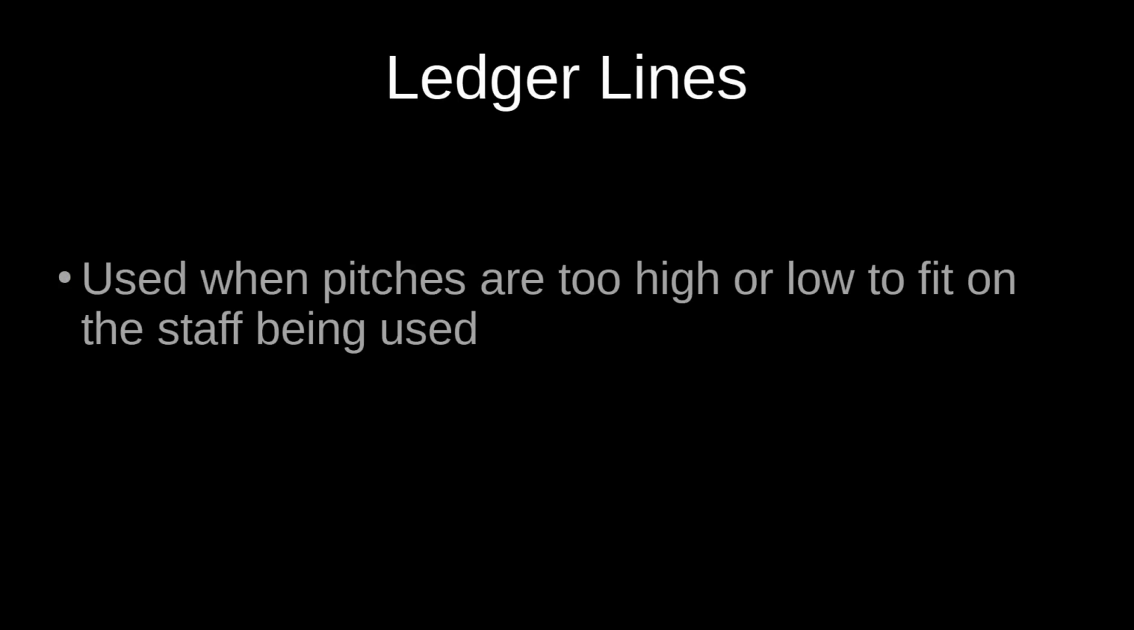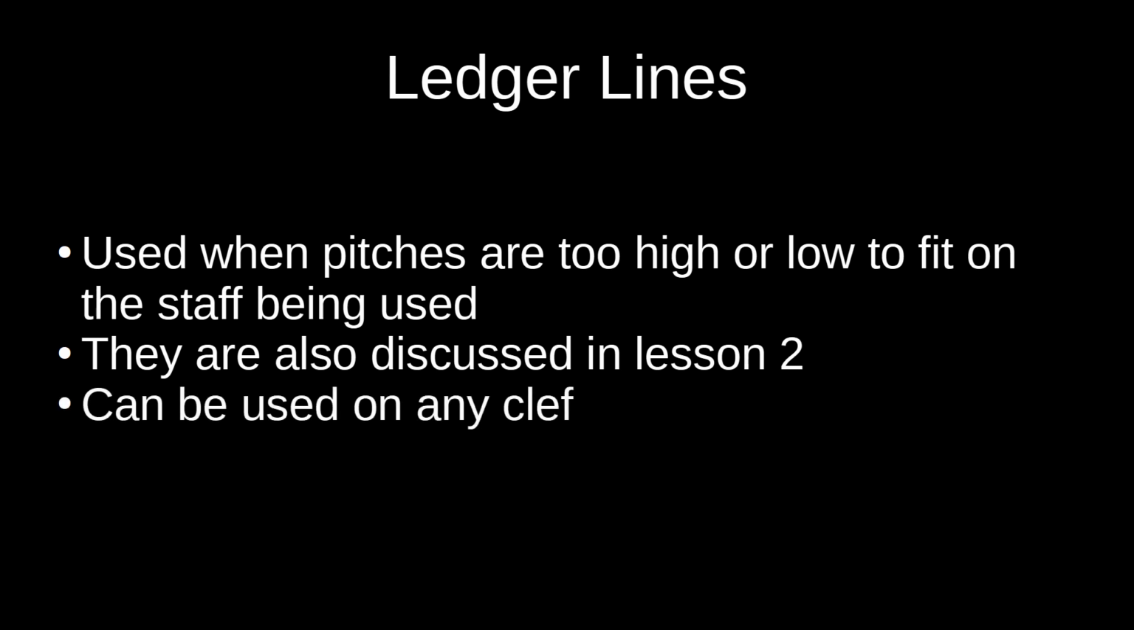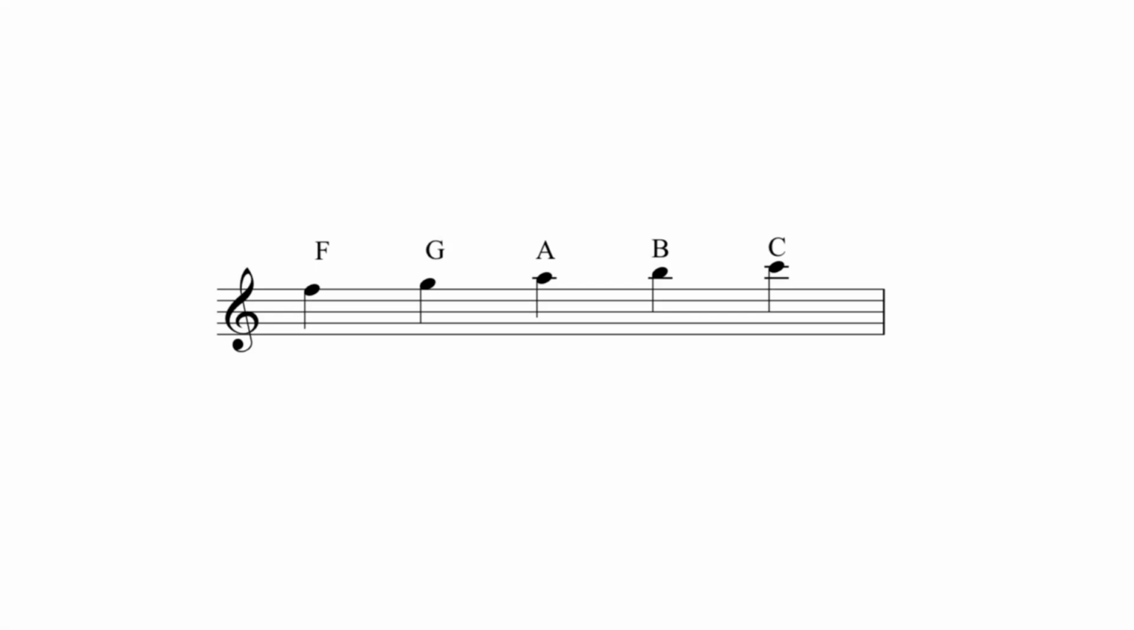Ledger lines. When notes are too high or too low to be written on a staff, small lines are drawn to extend the staff. You may recall from the previous chapter that these extra lines are called ledger lines. Ledger lines can be used to extend a staff with any clef. This example shows ledger lines above a staff with a treble clef.